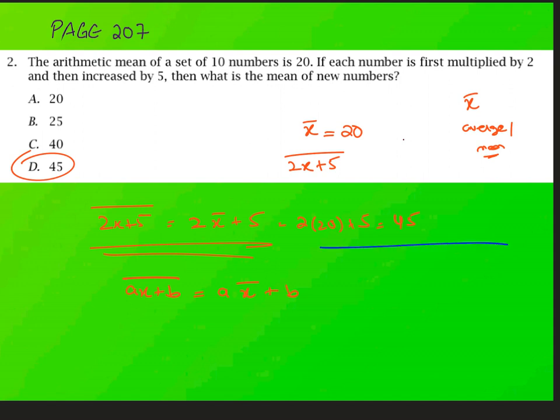So first I can find the initial sum, which is just 20 times 10. So initially the sum was 200. Now every value was doubled. When every value is doubled, the sum also doubles. So that's basically times 2. And then you're adding 5 to each of the values. So you basically add 5 10 times because there are 10 values. Each value is increased by 5, so the sum is increased by 5 times 10.